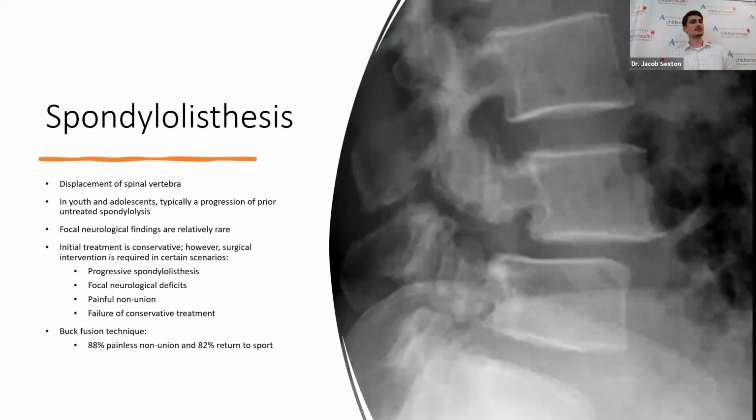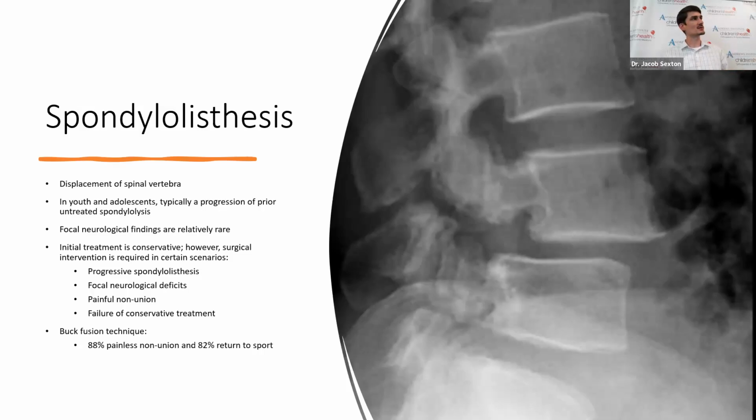So the reason we treat this is because we don't want this to happen, right? This is spondylolisthesis. This is displacement of spinal vertebrae, typically on top of one another, typically anteriorly. This happens when you have a bilateral spondylolysis that is not treated, and it's failure of those two, and they just slip forward. Again, focal neurological findings are relatively rare, but they're more common as compared to just your spondylolysis.